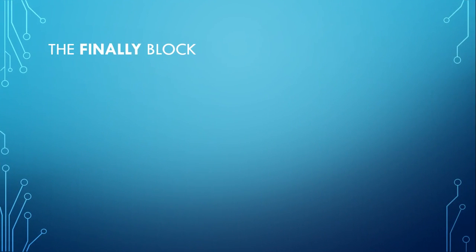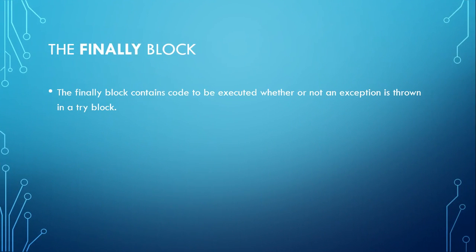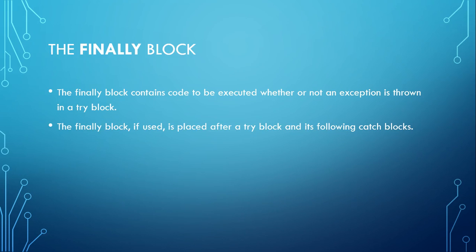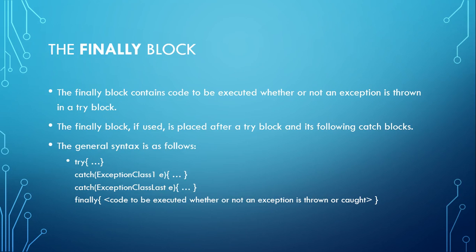All right, enough of that. Let's discuss the finally block. The finally block contains code to be executed whether or not an exception is thrown in a try block. When we look at this, we're going to get a quick example. The finally block, if it's used, is placed after a try block and its following catch blocks. So it's kind of like the last thing you want this program to do. The general syntax is as follows: try, catch with your first exception, catch multiple exceptions, and then you have your finally, which is some code to be executed whether or not an exception has been thrown or has been caught.